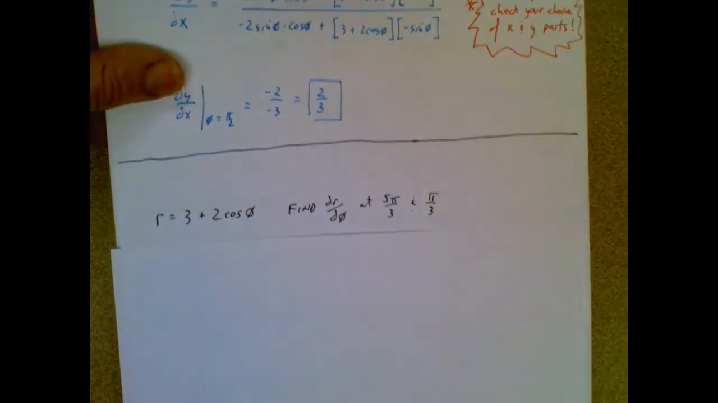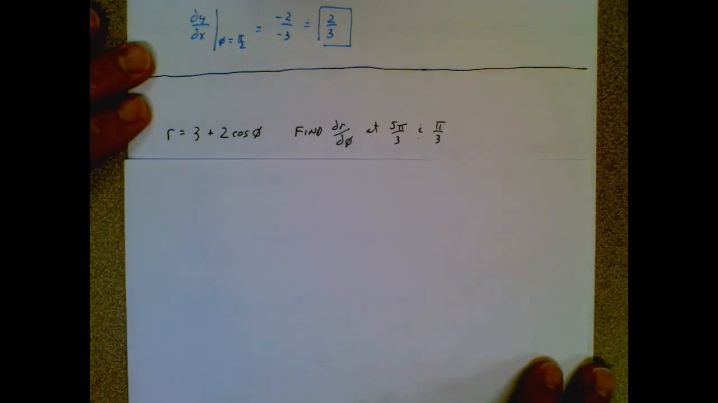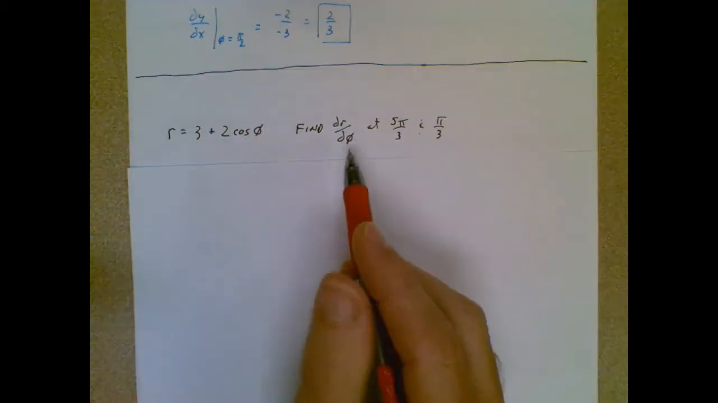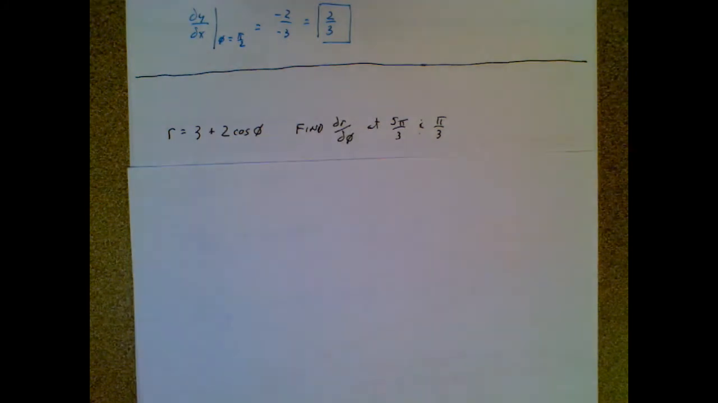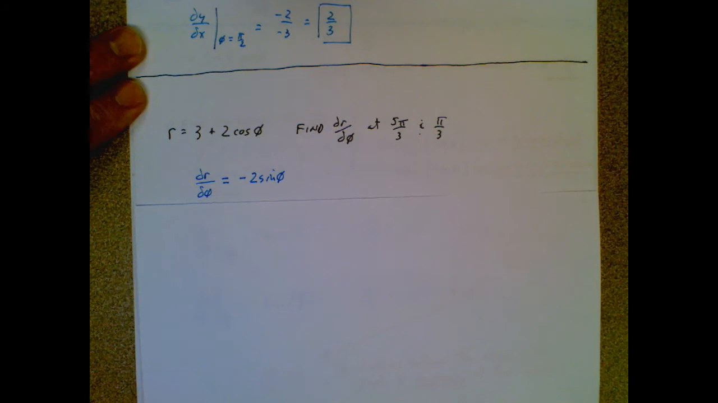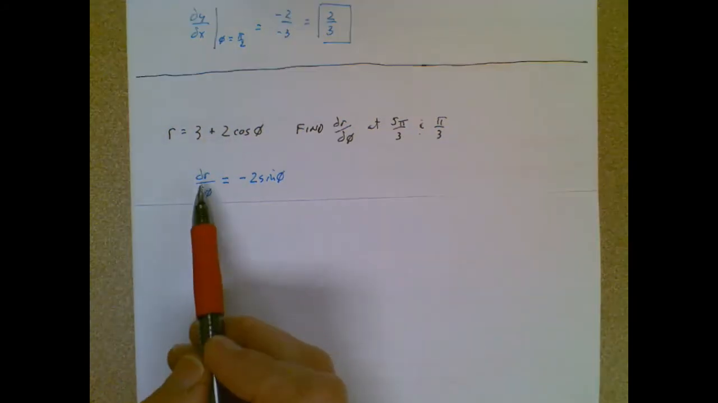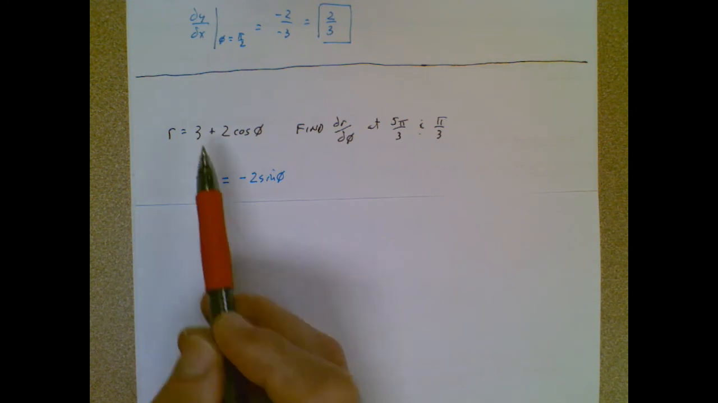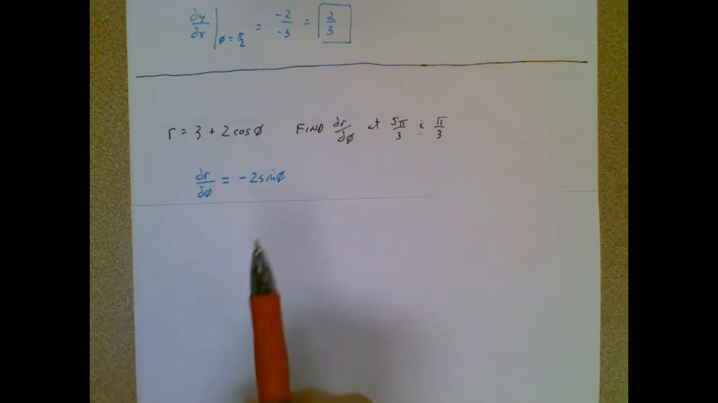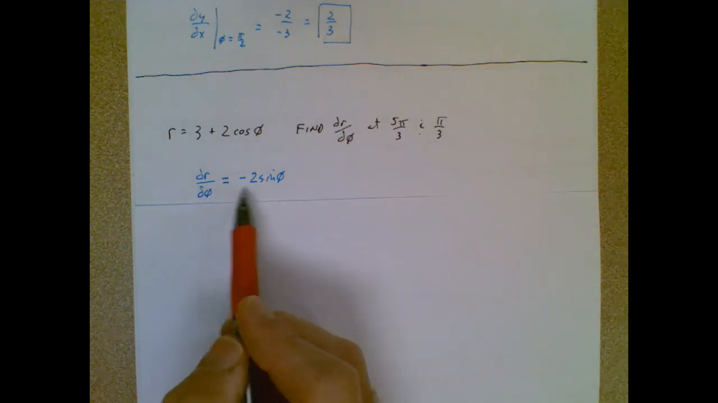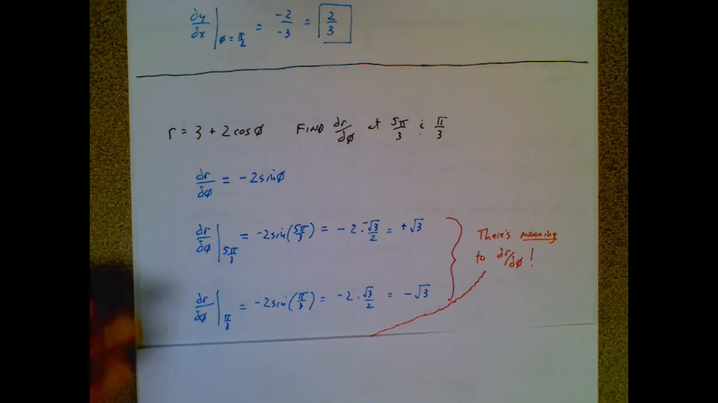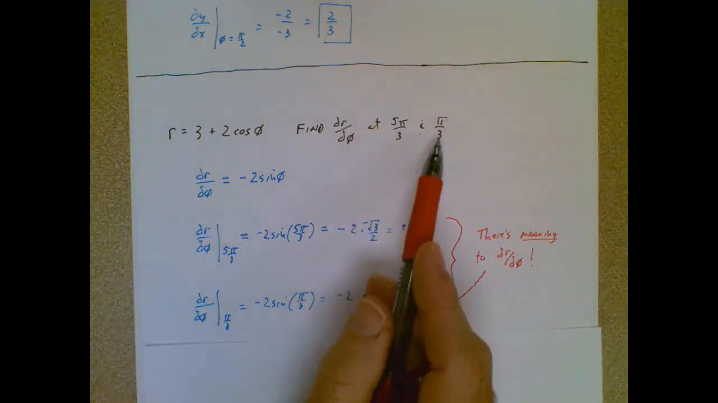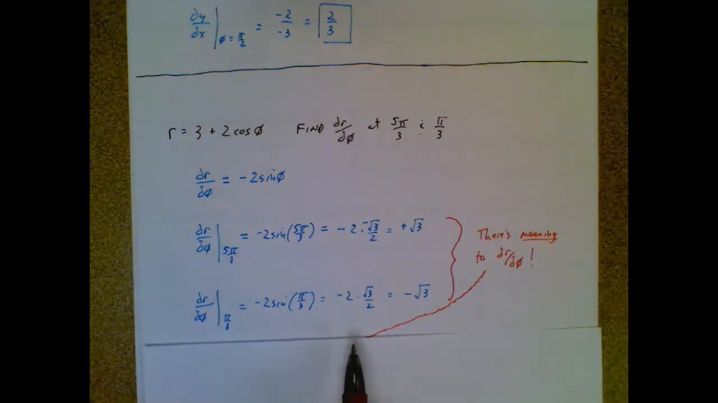So the first derivative was how to find dy/dx. This one is how to find dr/d theta. Well, that's going to be very easy, and we're going to talk about the meaning of that one as well. dr/d theta simply means take the derivative of equation r that happens to be using theta as a variable. So I have that, and it would be really easy to plug in 5 pi over 3 and pi over 3. I show you the work here.